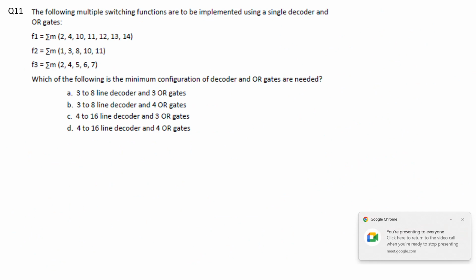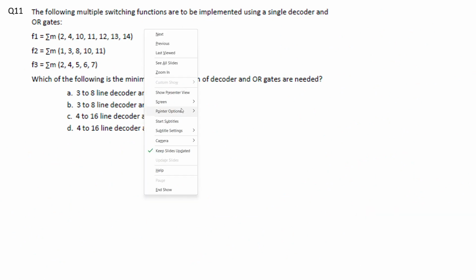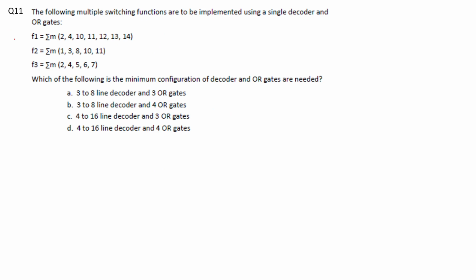Okay, so the following multiple switching functions. Here we have three multiple switching functions, f1, f2 and f3, to be implemented by a single decoder and OR gates. Which of the following is the minimum configuration of the decoder and OR gates that are needed? You can see there are three functions, right? And one of the functions has the terms 10, 11, 12. That means we have four inputs, A, B, C, D. Four inputs are needed. That means a 4:16 decoder will be needed, because four inputs are there and 16 outputs will be there.